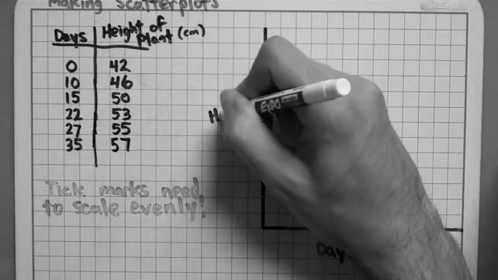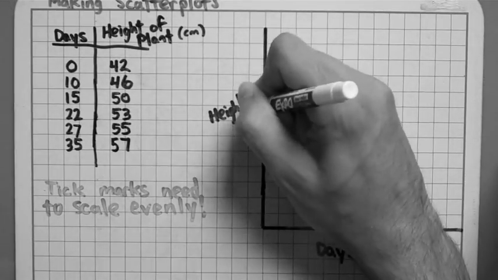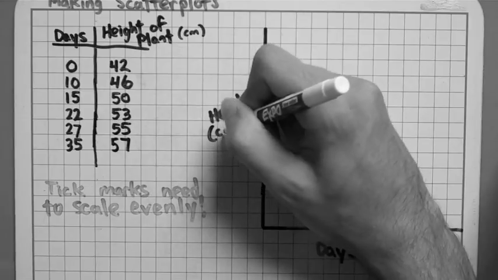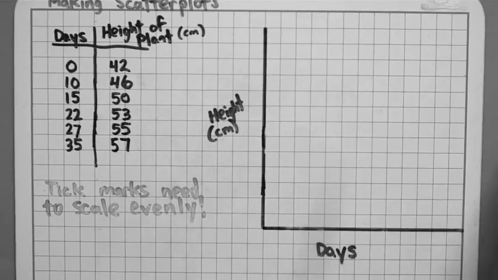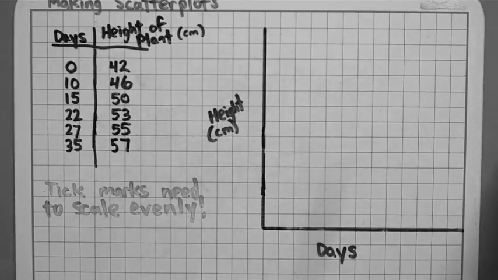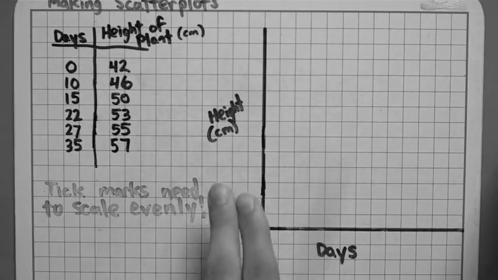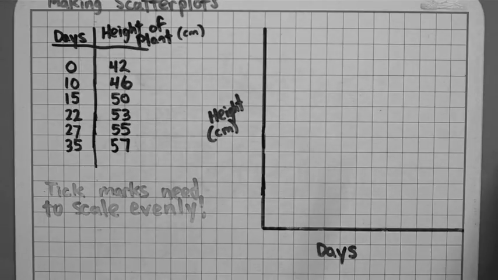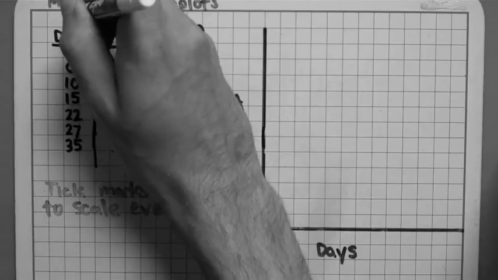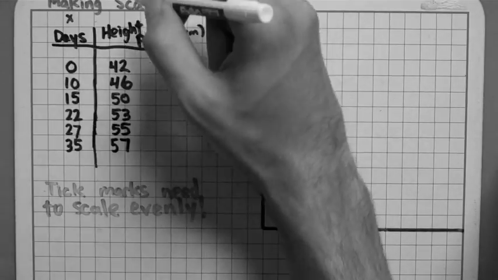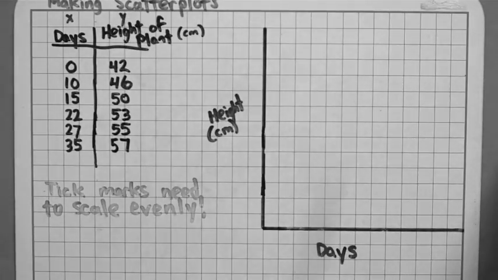So you're going to write your variable on each axis. If there are units attached to it, write those down too. So this is in centimeters, and that's just days. If you're unsure which variable is which, by the way, a helpful hint, almost always, your x is going to be on the left and your y is going to be on the right when they give you a table. That's just kind of how it's done.